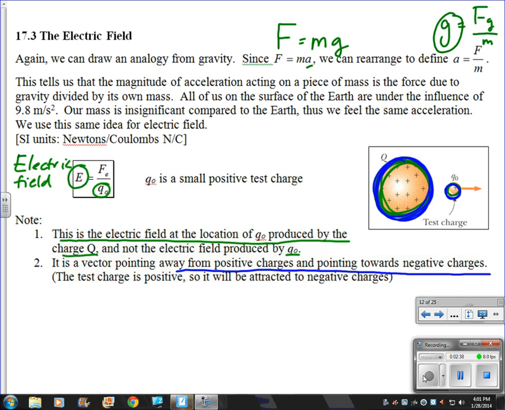Now, this is a little bit different than gravity. With gravity, it always works in one direction. Gravity is always attractive. But electric forces can be attractive or repulsive. So some of the consequences of that are not what we would expect because we are used to a gravitational force that is always attractive.